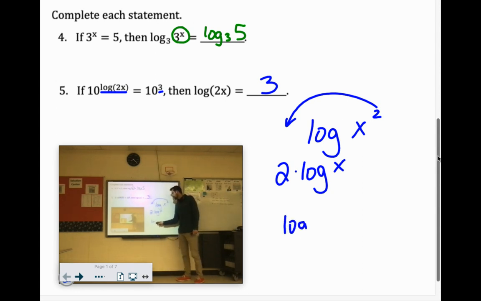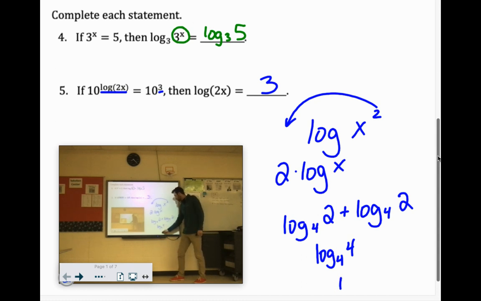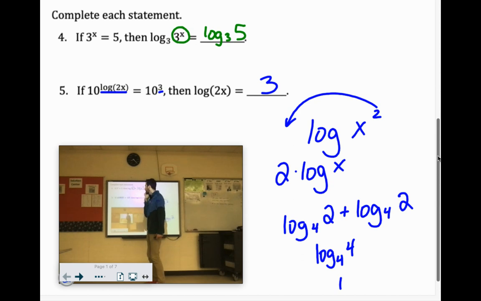Also, if you have the same base with addition between them, you bring them together, you condense it, and you multiply. So this would be log of 4, which then you can simplify. 4 to the first power equals 4, so you get 1. So you have to remember some of these old properties.